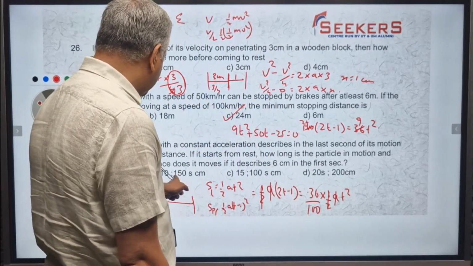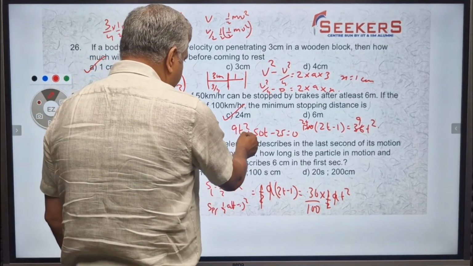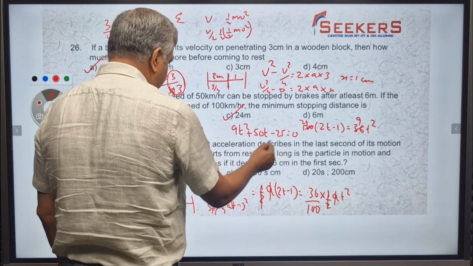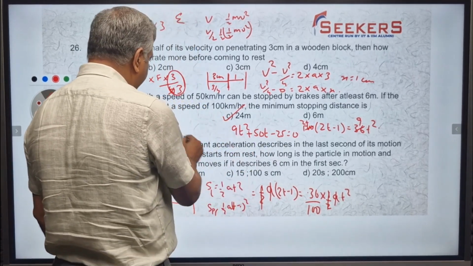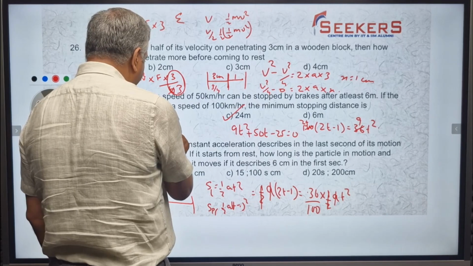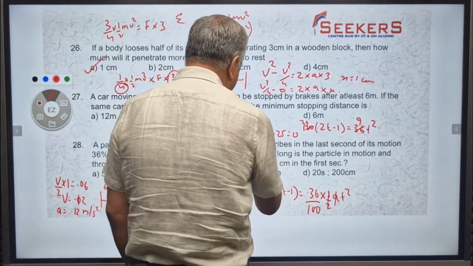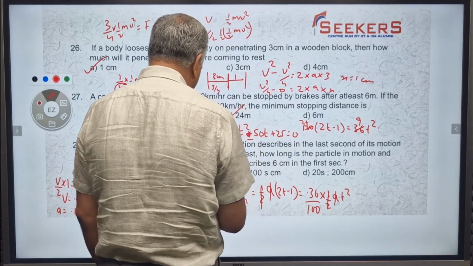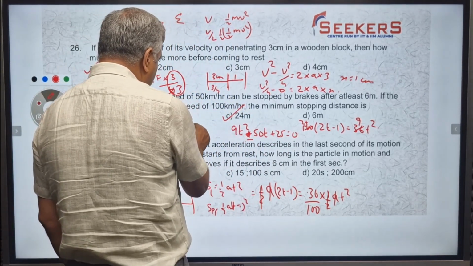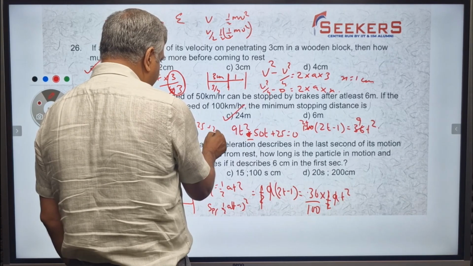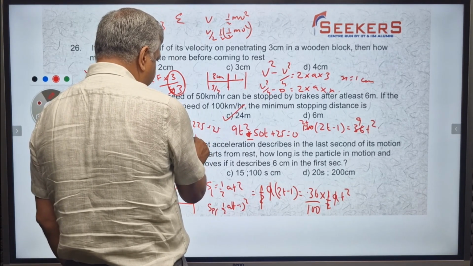Now let me see which of these numbers will work. I'll first try, let's say, t is equal to 10, this t squared is 100, so this is 900, 500 doesn't match. Then I'll put 15 and then check, 15 squared is 225. So 9 into 225 plus, oh no, there is an error. The way I have written, this should be minus and this should be plus. So let me just do it again.